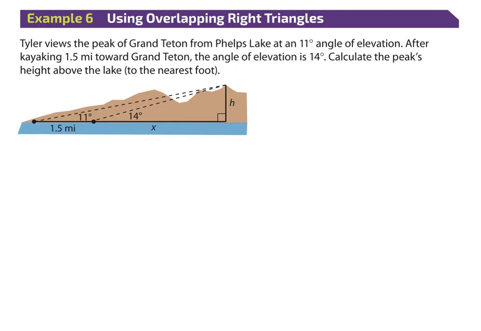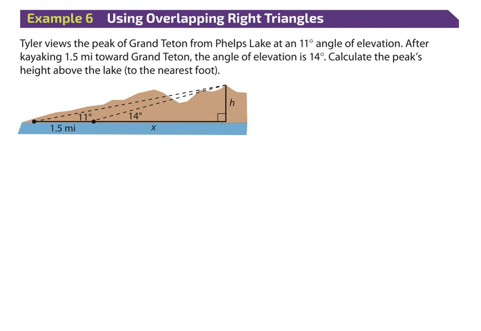Tyler views the peak of the Grand Teton from Phelps Lake at an 11-degree angle of elevation. After kayaking 1.5 miles towards the Grand Teton, the angle of elevation is 14 degrees. Calculate the peak's height above the lake to the nearest foot. To the nearest foot, all right? So what never changes? Well, the height of the mountain. Clearly the height of the mountain's not changing, right? So we're going to use everything in relationship to this, all right?